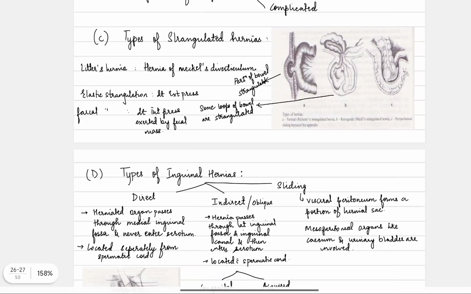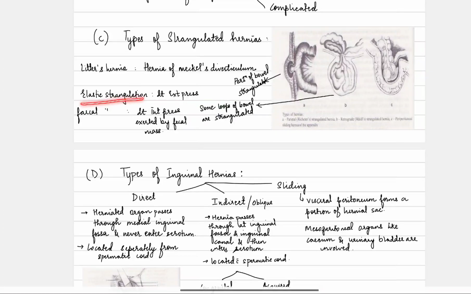Now, what are the types of strangulated hernia? First is Littre's hernia, hernia of Meckel's diverticulum. See here. First one, parietal Richter's strangulated hernia. Retrograde Maydl's strangulated hernia. And periperitoneal sliding hernia of appendix.